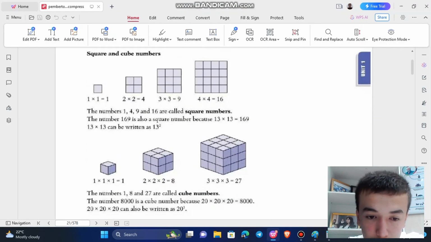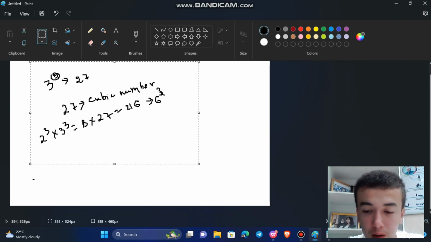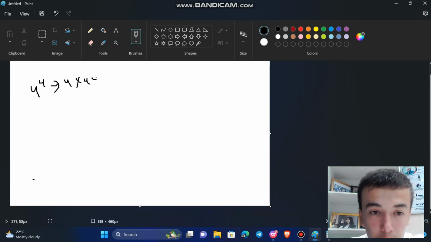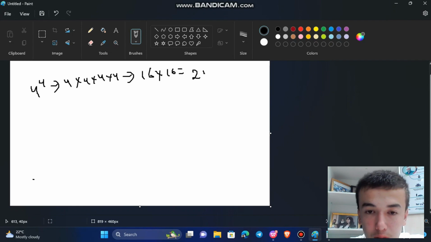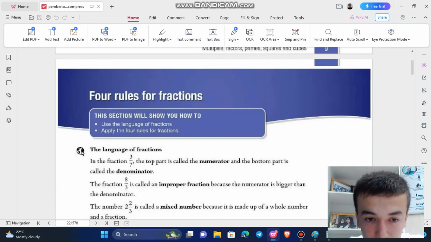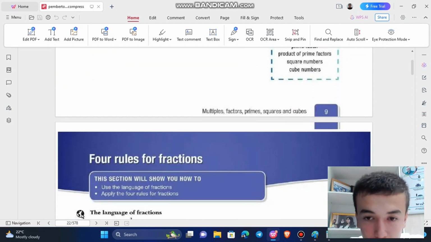Our next topic is about squares and cubes. I think everybody knows what a square is and what a cube is. Just an example, 4 power of 4 is equal to 4 multiplied by 4 multiplied by 4 multiplied by 4. You need to multiply 4 by itself 4 times. So the answer is 256. Here is an exercise we can solve. I think it's easy. Everybody solve.